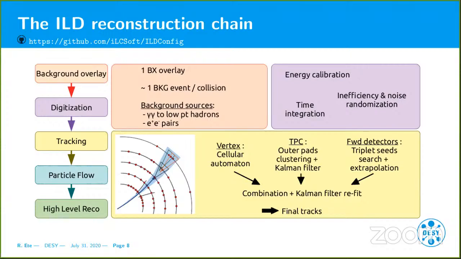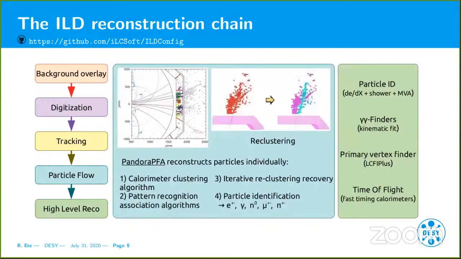Then we get basically 3 different sets of tracks and then combine them, and we run a Kalman filter refit on top of that to have our final tracks. Then comes the next step, which is the particle flow, something which is really designed for our detectors. It's implemented by Pandora PFA, and basically we reconstruct particles individually, contrary to the standard approach in HEP physics.